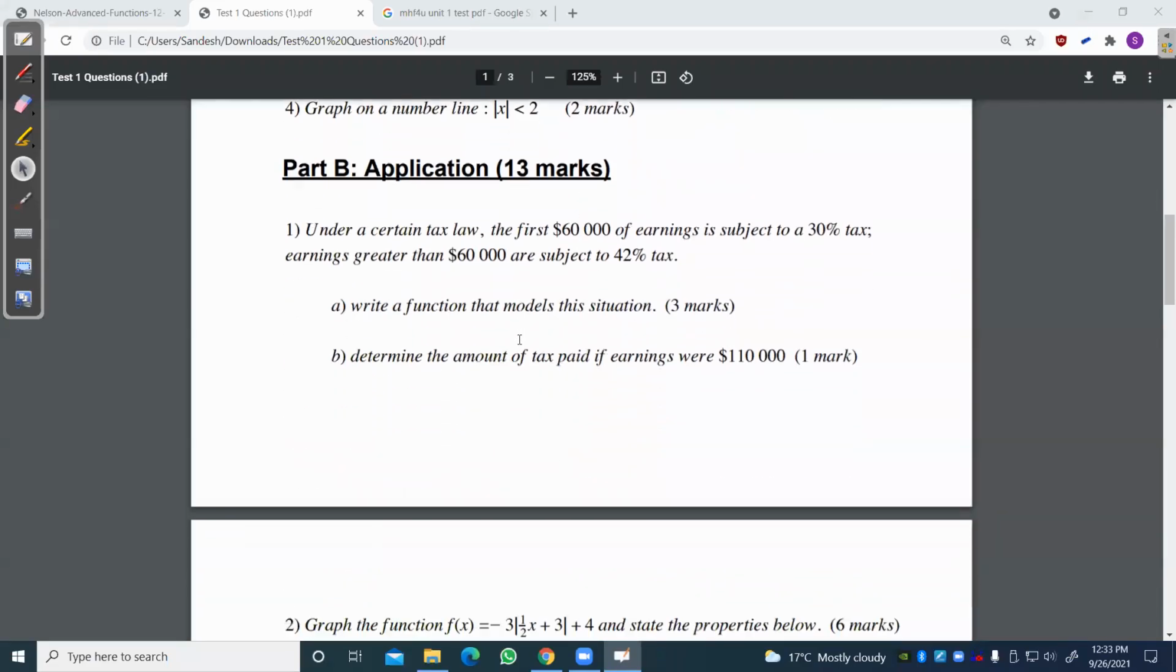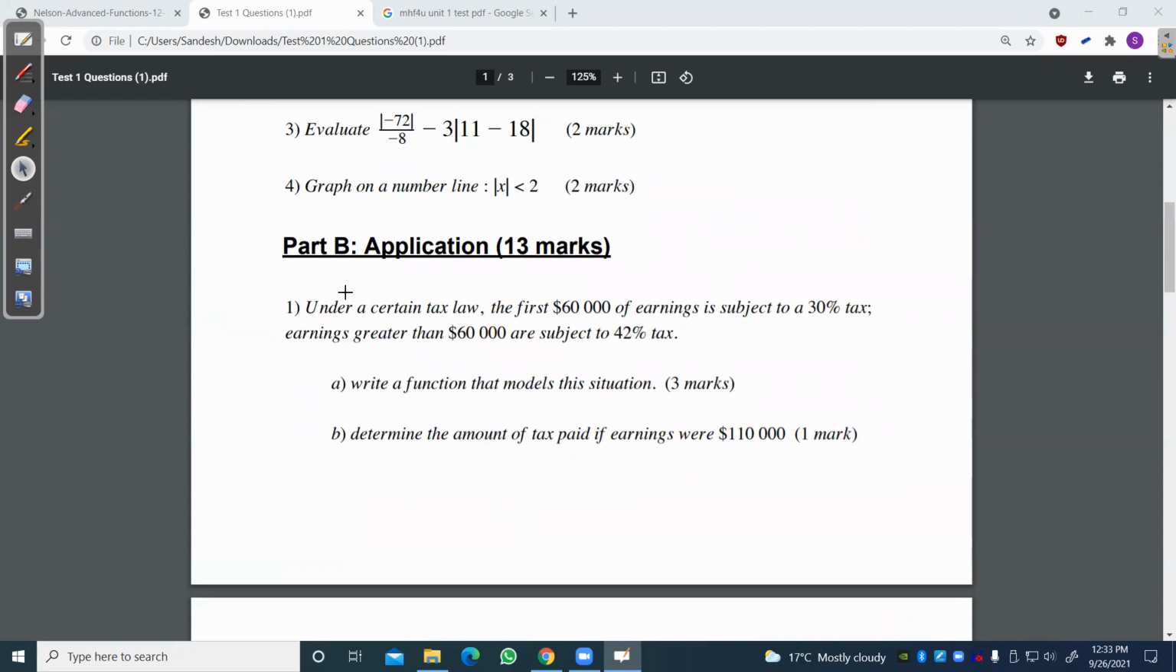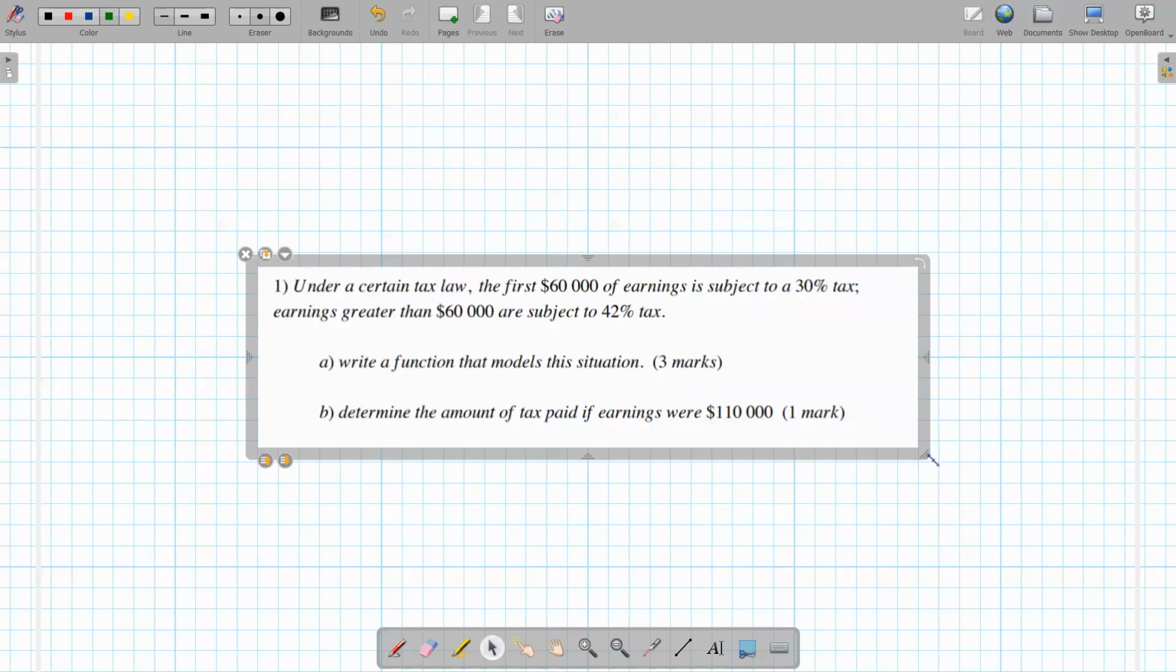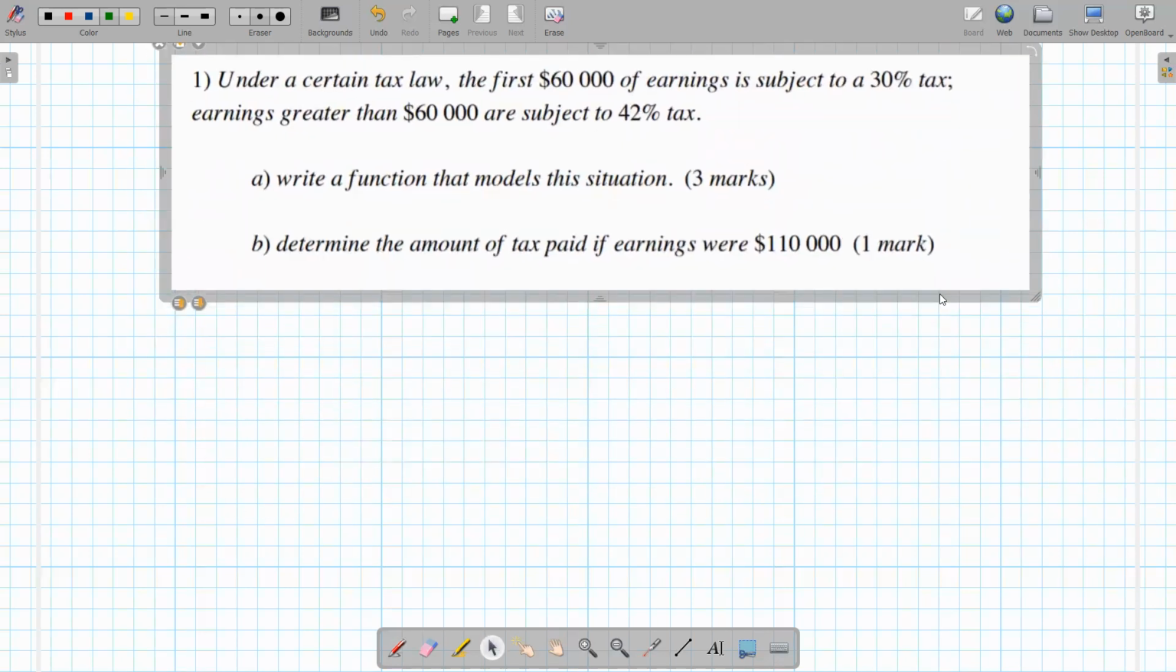And the next question here is a piecewise function, and this one is a little bit tricky. Oh, do we have to come up with the equation ourselves? Yes.